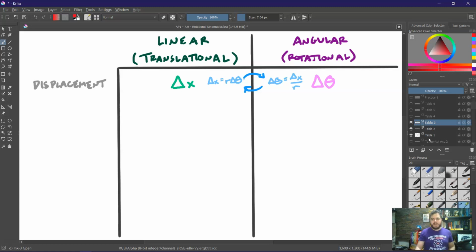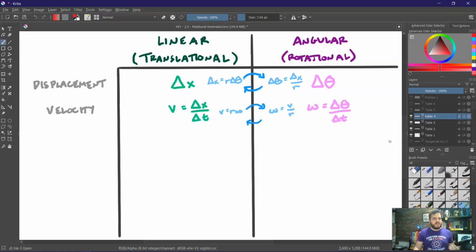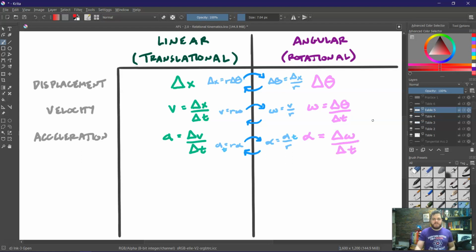Okay, now going to velocity, linear velocity is v equals delta x over delta t. Angular velocity is omega equals delta theta over delta t. And we can once again move between these by either multiplying by r or dividing by r. And then we can go even a step further with acceleration, specifically tangential acceleration, which is delta v over delta t, and alpha is equal to delta omega over delta t. And we can move between these by once again either multiplying or dividing by r.